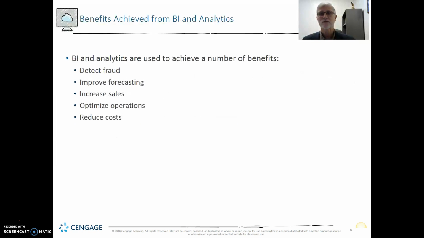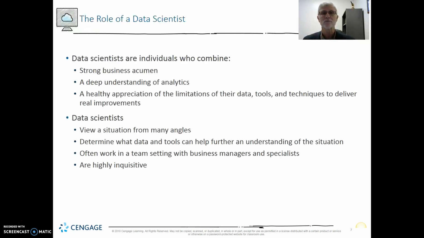Now, it can be used for a lot of different benefits. It can detect fraud, improve forecasting, increase sales, optimize operations, and reduce costs. And the people that do this are called data scientists. Data scientists are people that have strong business sense and a good understanding of how to analyze data. They view situations from different points of view, determine what tools to use, and understand certain situations.